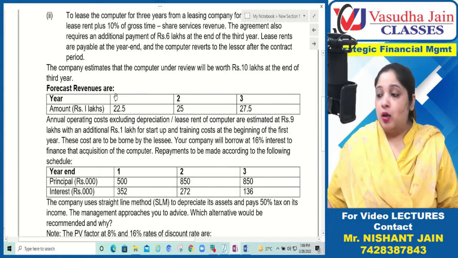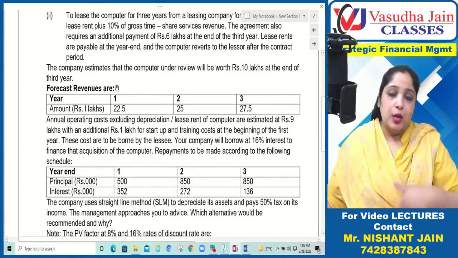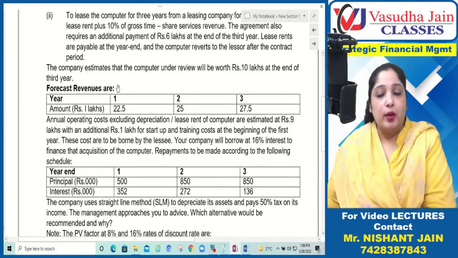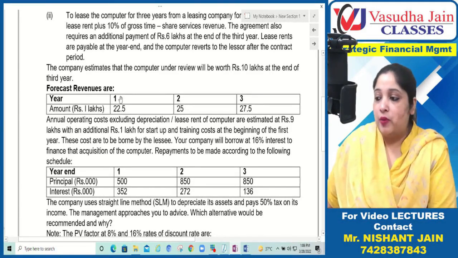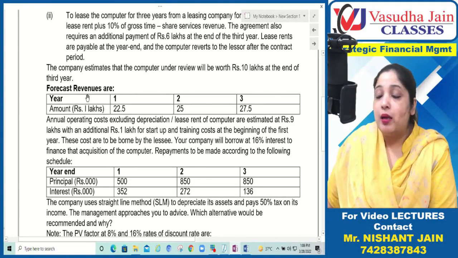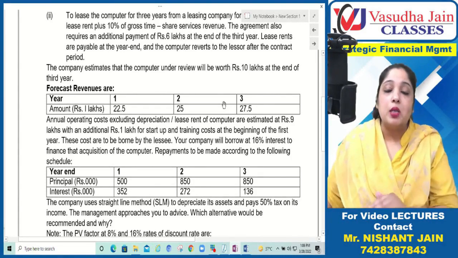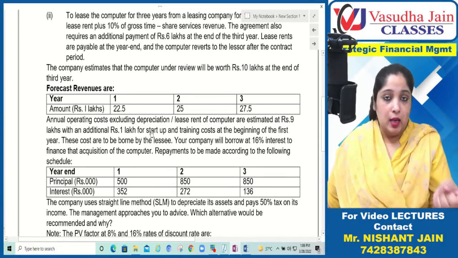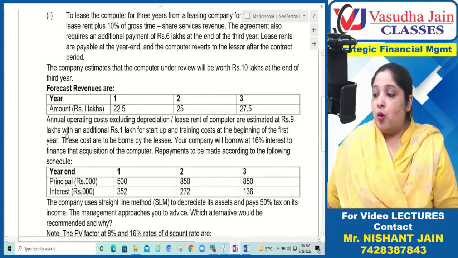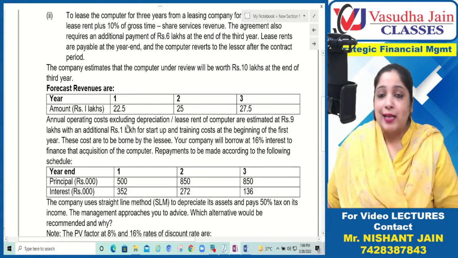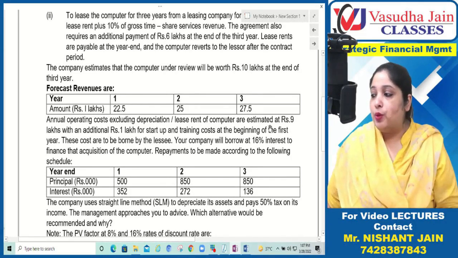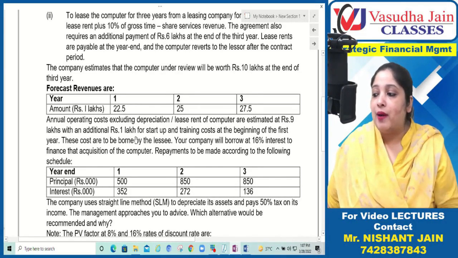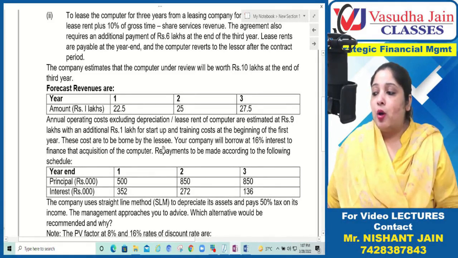Forecast revenues are given. After we get the computer, either by purchasing it or taking it on lease, these are the forecasts we have for years 1, 2, 3. This is a revenue forecast; we will earn this much revenue. Why is the revenue forecast given? Because we have to share our revenue with the lessor if we consider the leasing option. Annual operating cost excluding depreciation and lease rent of the computer is estimated at 9 lakh, with an additional 1 lakh for startup and training cost at the beginning of the first year. These costs are to be borne by the lessee.